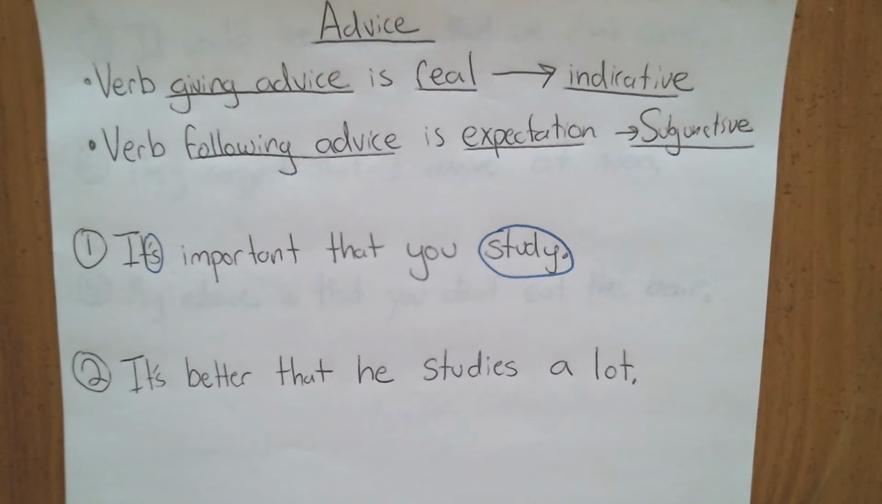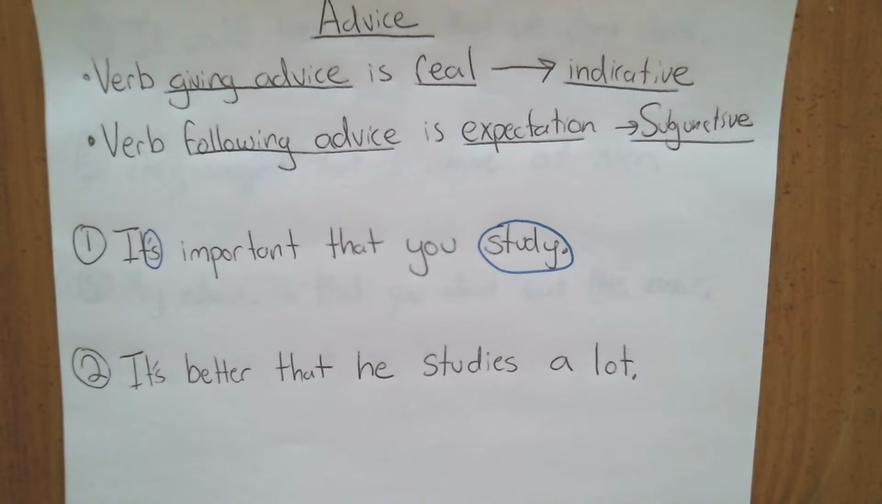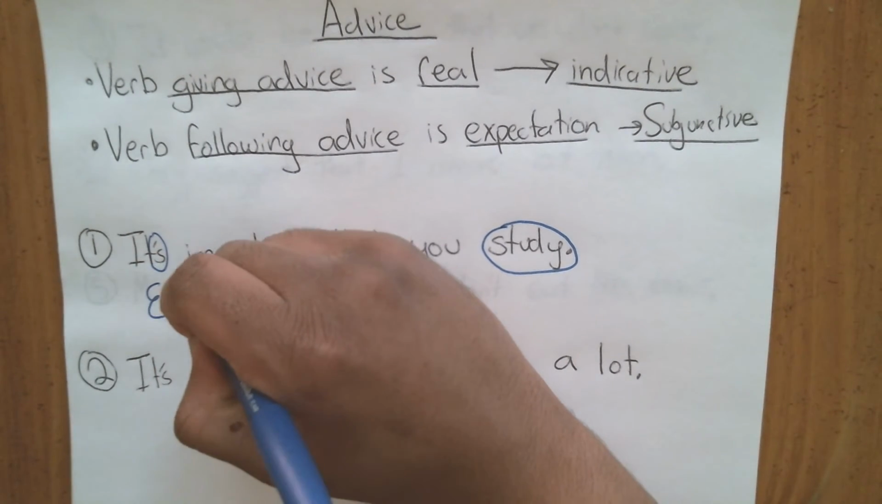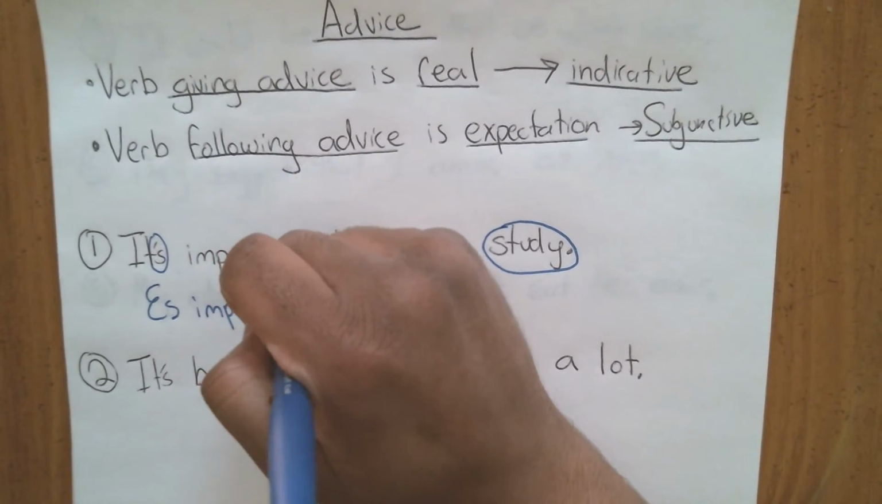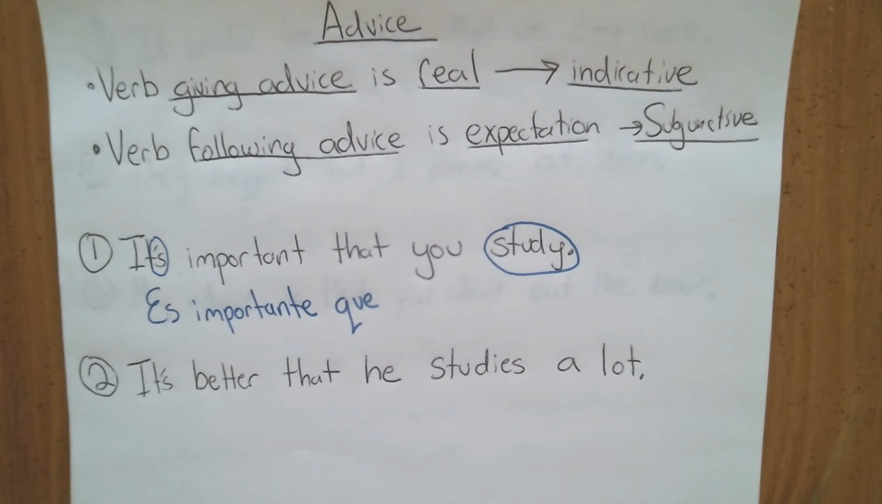One of these verbs is in the part of the sentence where I am actually giving out the advice, and the other verb is what you could do to follow my advice. So it's important that you study. This part right here, it's important. Well, it really is important. It's a fact. And so because that's in the realm of real, it's a fact, just use the indicative. It would just be es importante que, because que means that. Es importante que. It is important that.